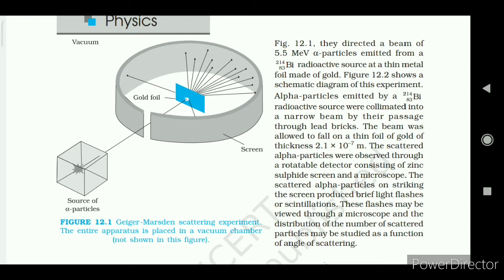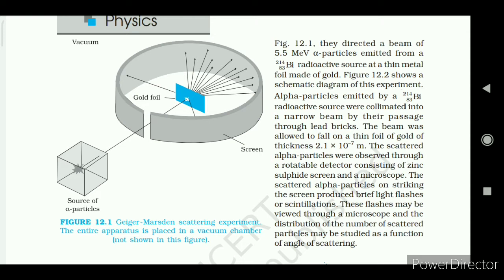The dots in this figure represent the data points, and the solid curve is the theoretical prediction based on the assumption that the target atom has a small, dense, positively charged nucleus. Many of the alpha particles pass through the foil. It means that they do not suffer any collision.